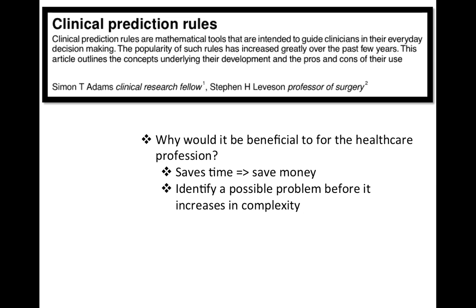Also, these models can identify the possible problem before it increases in complexity. So for DVT, you can identify those that have a moderate to high likelihood of having a DVT before that DVT has an opportunity to possibly break off and cause a stroke or an embolism or something that could potentially be life-threatening. So again, ultimately it saves time, money, and possibly lives.